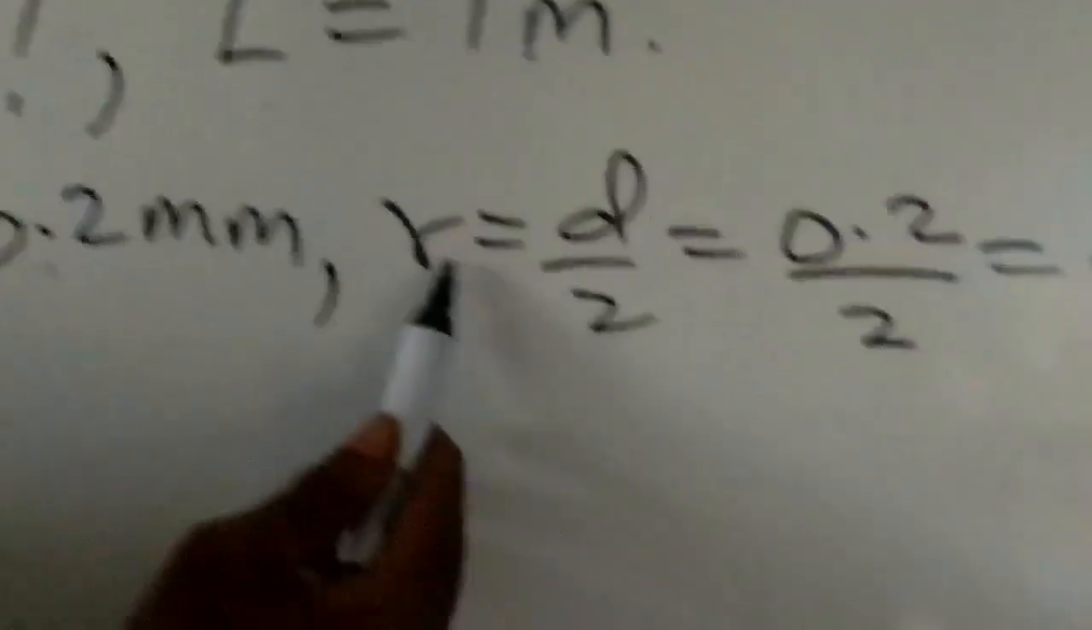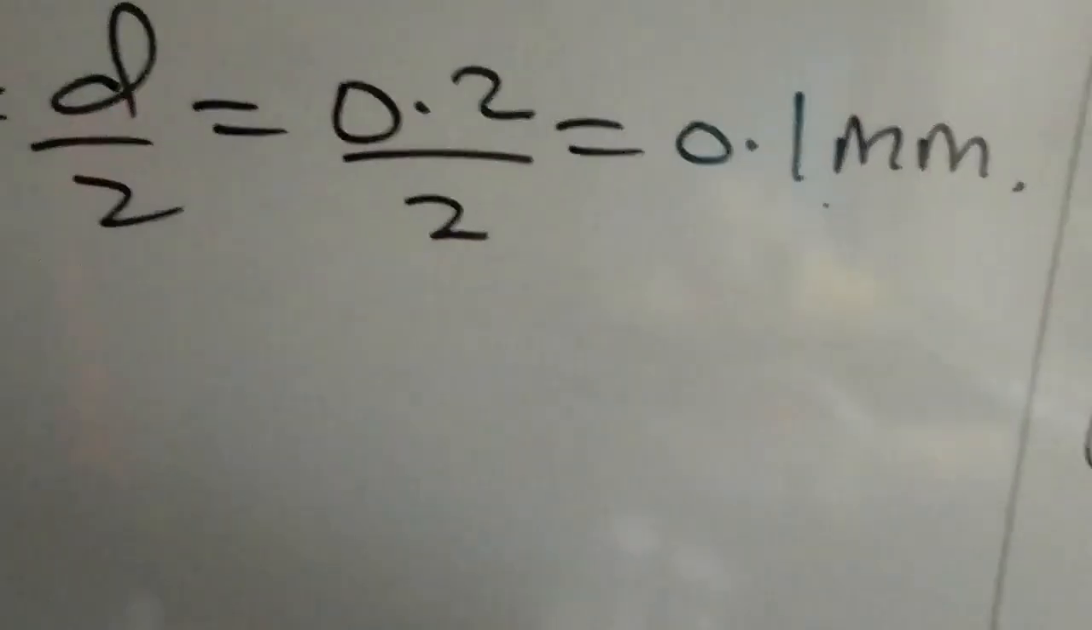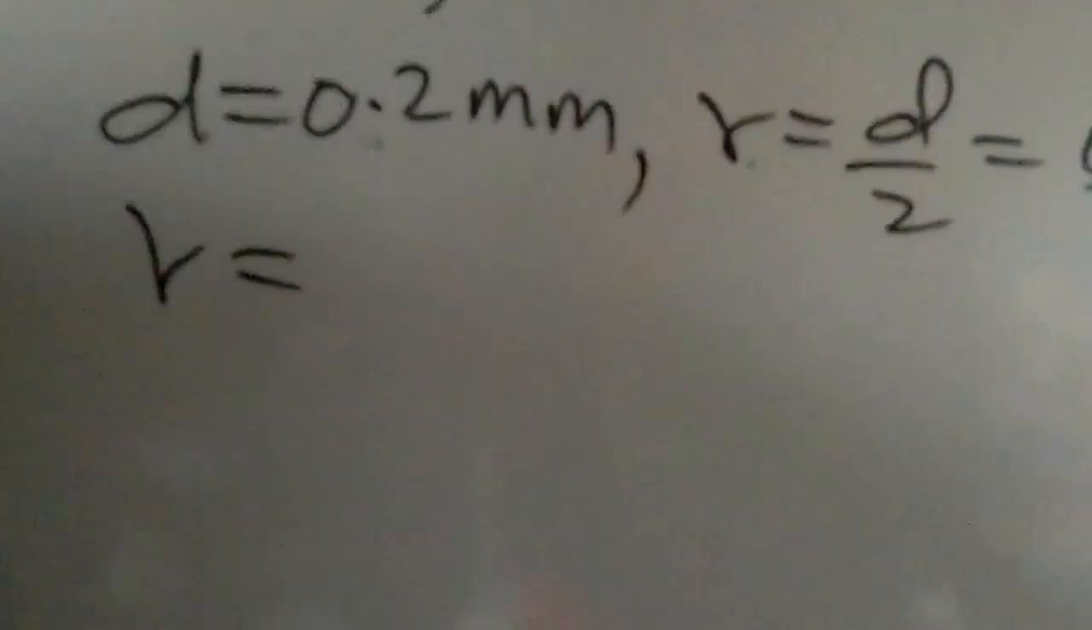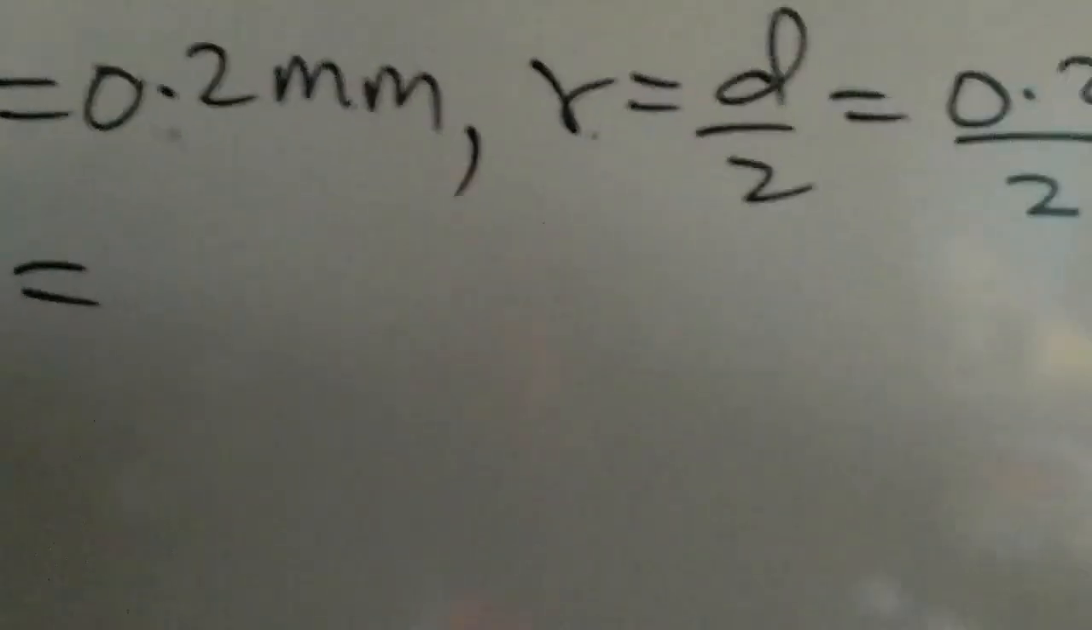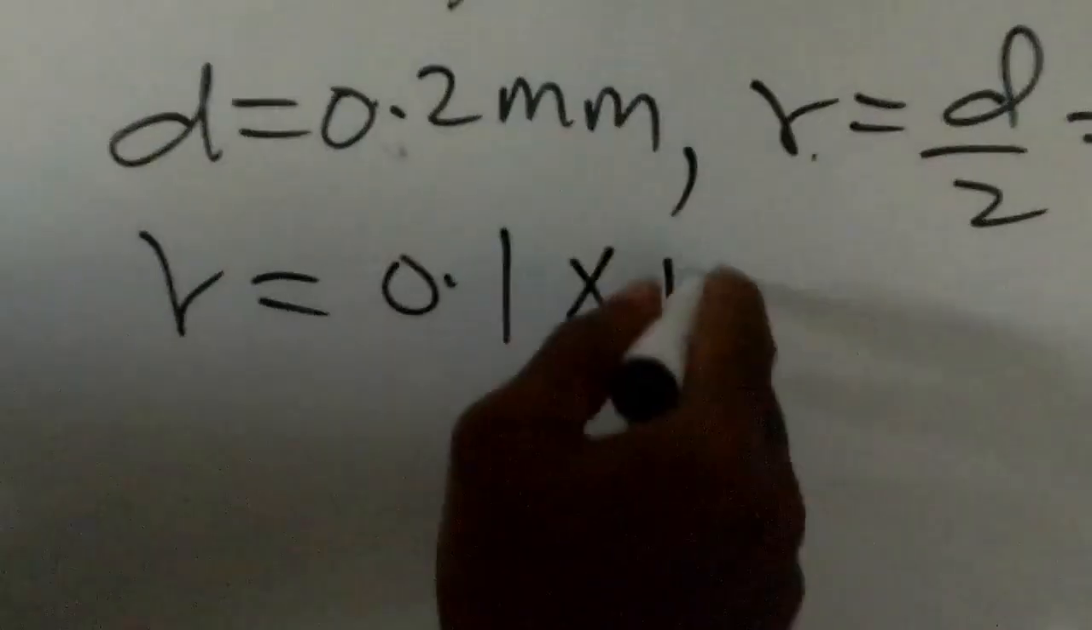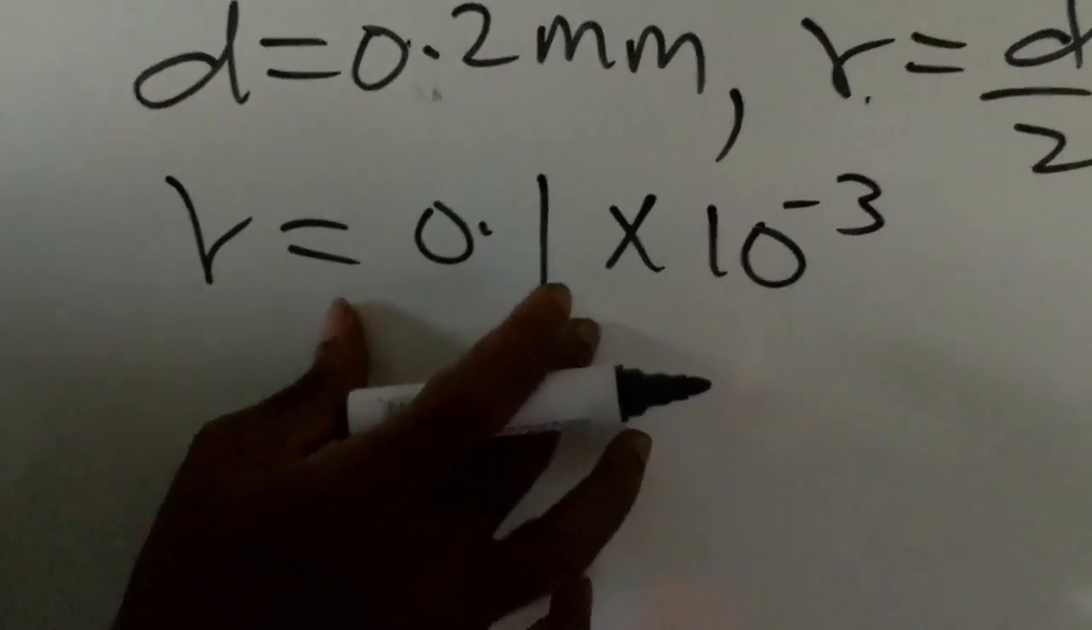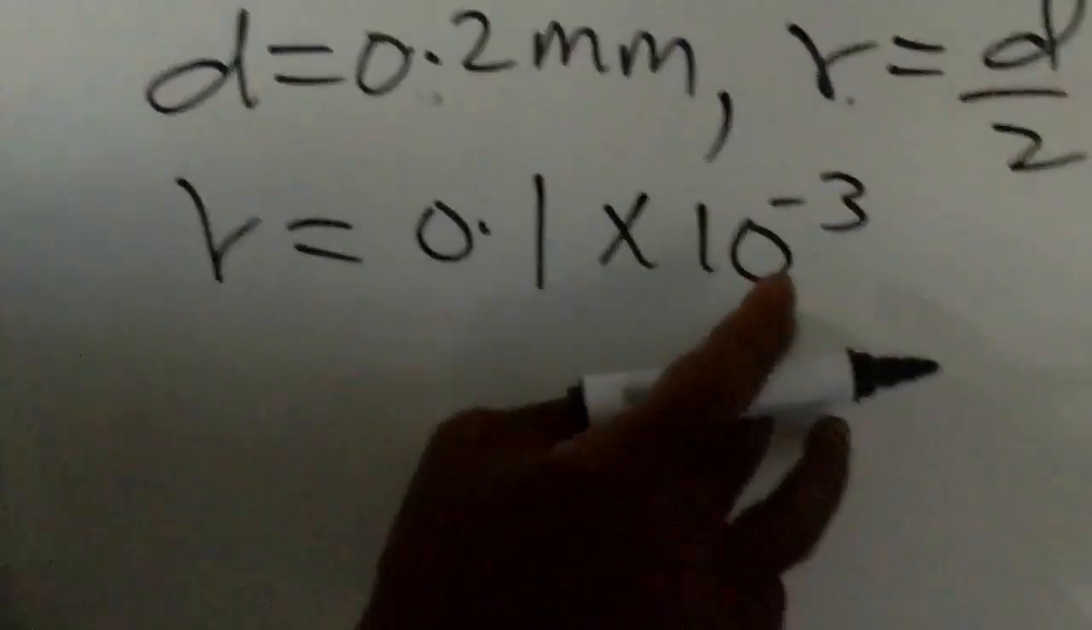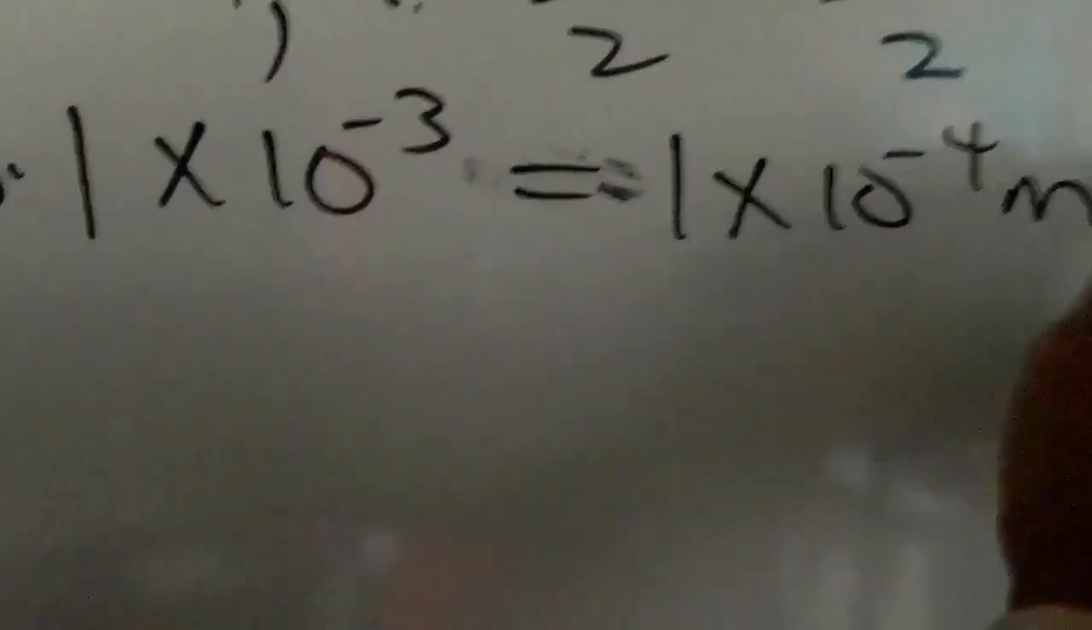If you look at the units, the length is in meters and the radius is in millimeters. So the two of them cannot work together because they are not in a uniform unit. So we're going to convert the radius to meters. How do we convert millimeters to meters? We divide by 1,000 because 1,000 millimeters make a meter, or multiply by 10 to the power minus 3. Same effect. That gives us 1 times 10 to the power minus 4 meters.